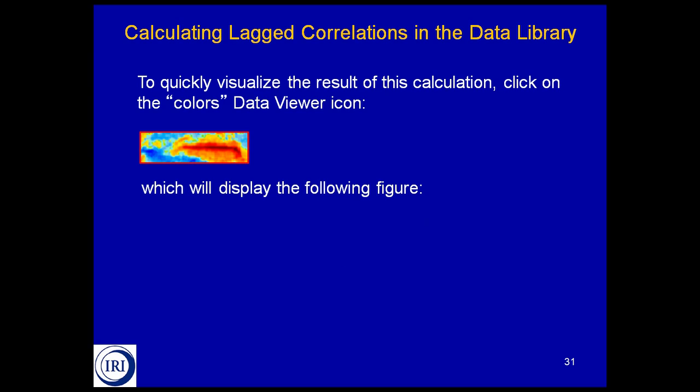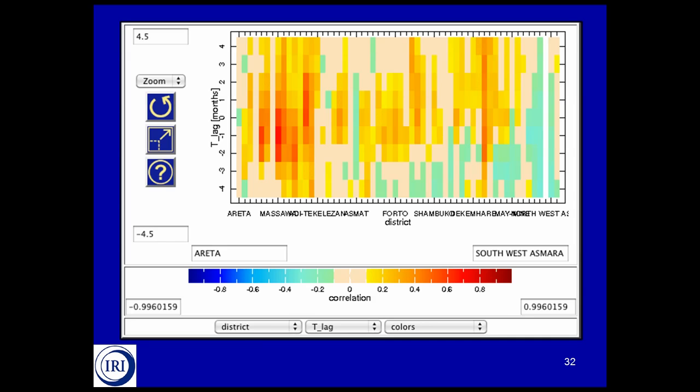And to quickly visualize the result of the calculation, you can click on the Colors Data Viewer icon, and that will display the following figure. So this looks fairly similar to what we saw for the TRIM precipitation correlations with the malaria incidence. Again, you see the names of the subzobas across the horizontal axis, the lags across the vertical axis. But the distribution of the correlations on the figure itself are a little bit different. And actually, it's a little more interesting to talk about the spatial variations in the correlations rather than the temporal variations. And so we'll come back to that later by looking at a map.